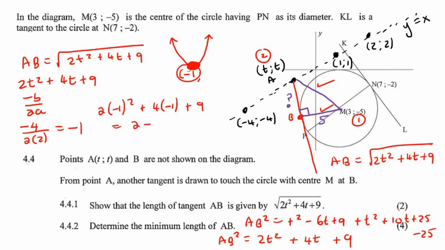And that'll give 2 minus 4 plus 9, which is going to be minus 2 plus 9, which is 7. So that is the lowest value that you could ever get in this expression. It's a 7. So then if you take the square root of 7, you get 2.65 units. That's a brilliant question.